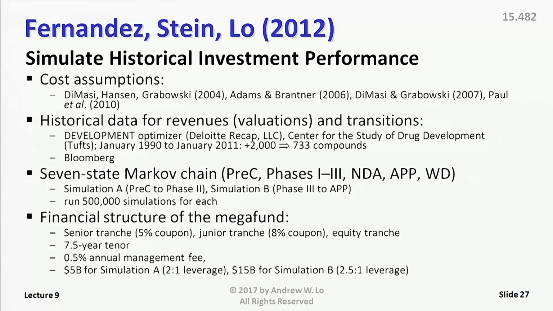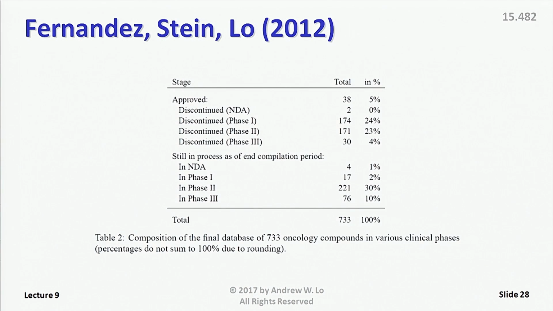So we look at publications of what it costs to develop a drug, the historical data for revenues, and we simulated a 7-state Markov chain to simulate going from phase 1 to phase 2, phase 2 to phase 3, and so on and so forth, and then structured a megafund to try to capture these kinds of dynamics.